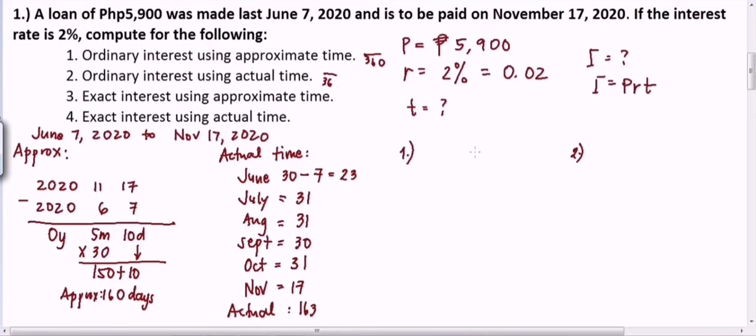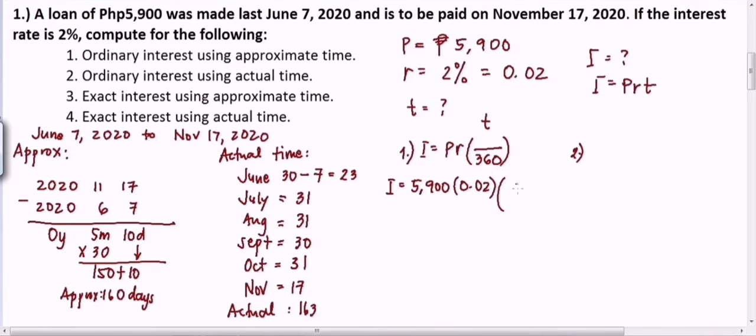Okay? So, sa number 1, ang hinahanap is ordinary interest. So, ang formula is I = PRT. Yung time niya, since we are looking for ordinary interest, so 360. Okay? So, ito yung time. PRT kasi ang formula. So, i-input lang natin yung mga values. So, we will have P, 5,900, times yung rate na 0.02, times, so dito guys, gagamitin daw yung approximate time sa number 1. So, ang ilalagay ko dito sa ibabaw, yung approximate time. Okay? Which is 160. So, magiging 160 over 360.